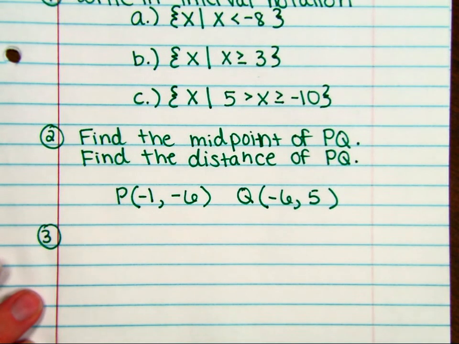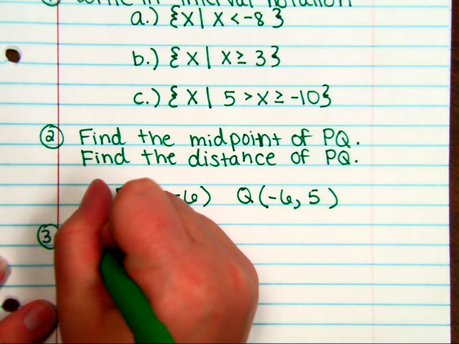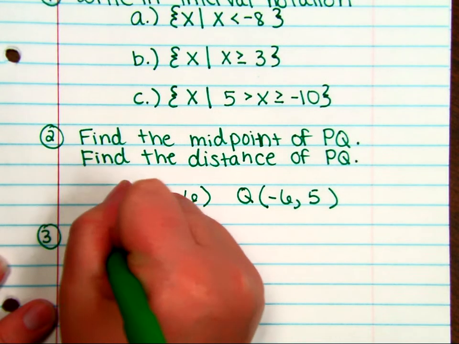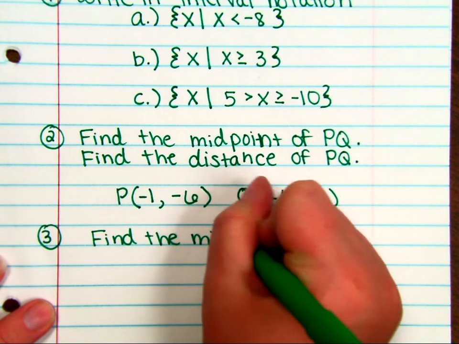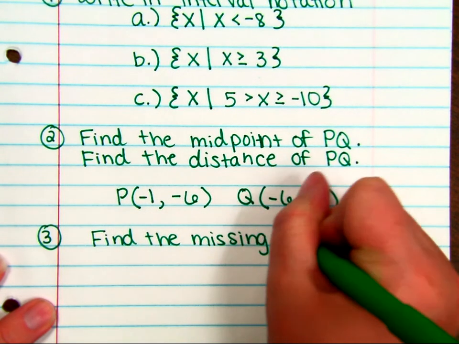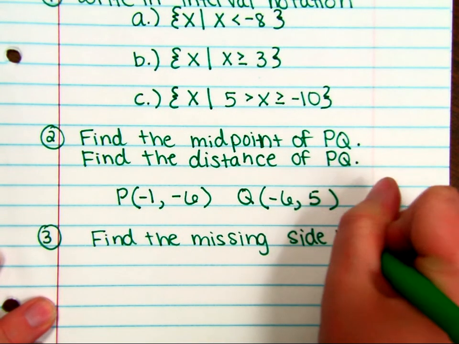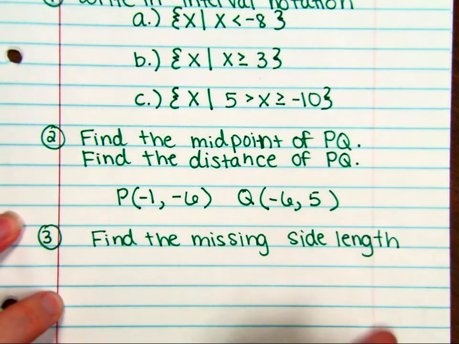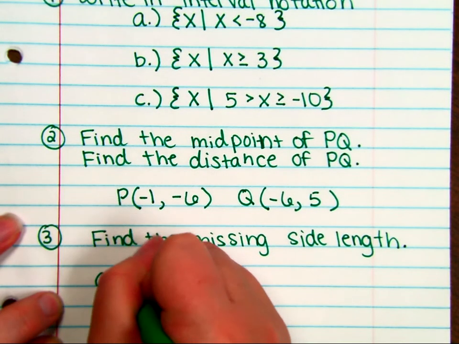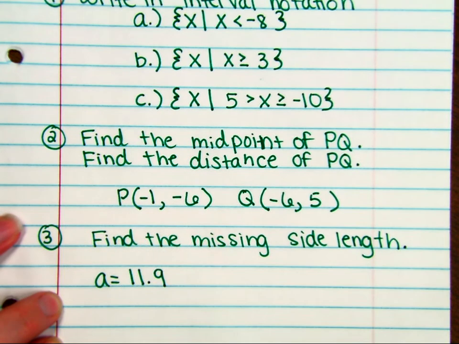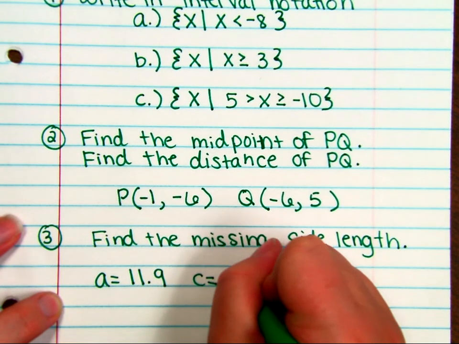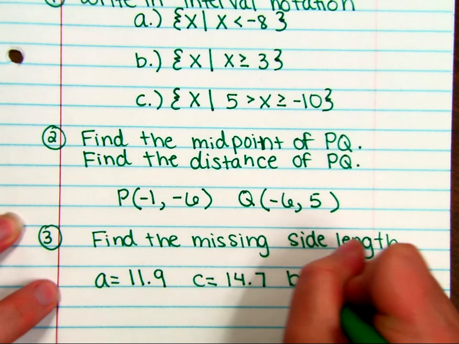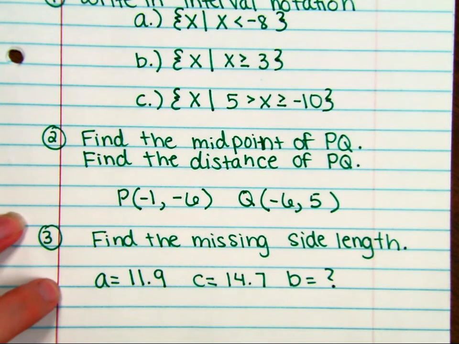Third thing, find the missing side length. A is 11.9, C is 14.7, and B is what we're looking for.